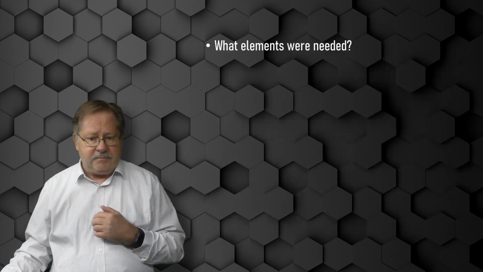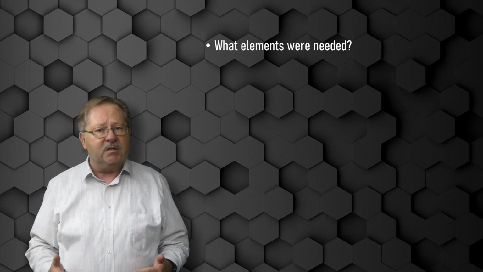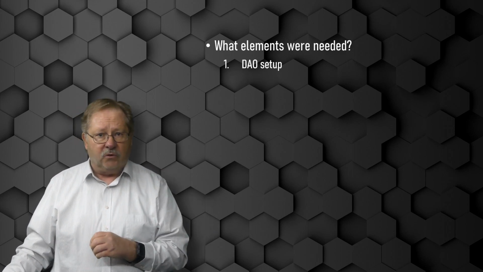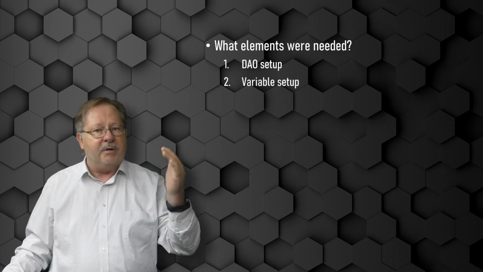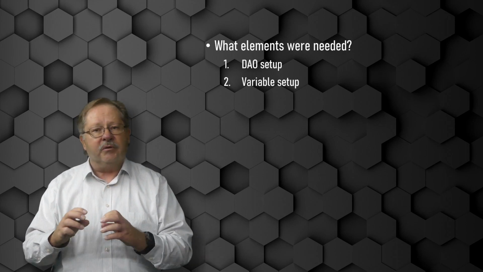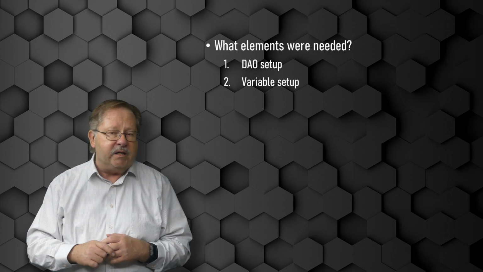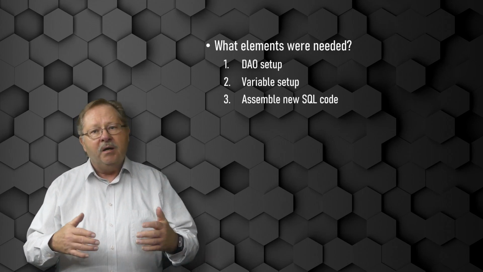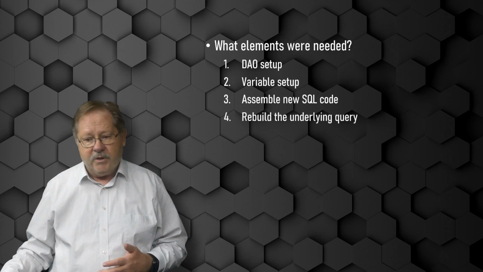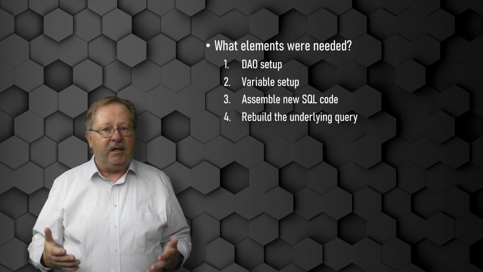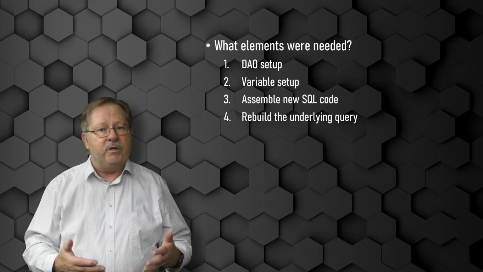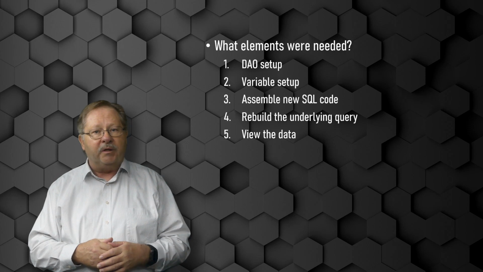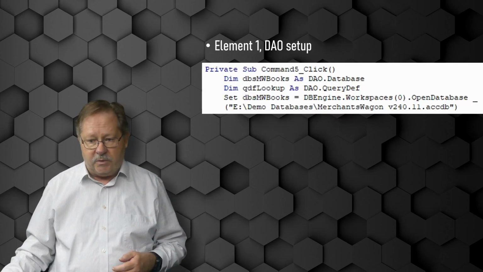So let's show you in the code how we did it. First off, I always look to see what elements I'm going to need. I need first a DAO setup so that I can have access to the objects on the form. The next one is I need to set up a bunch of variables to be able to assemble all the potential different pieces of the SQL code and other miscellaneous variables as needed. The third is the VBA code will assemble the SQL code based on the criteria on the form. Fourth, I'll rebuild the underlying query through the DAO. In other words, I'll delete the previous query and then I'll rebuild it based on the SQL code that we put together. And then the SQL code or the query then is opened to view the data. So let's see the code and see how we did that.